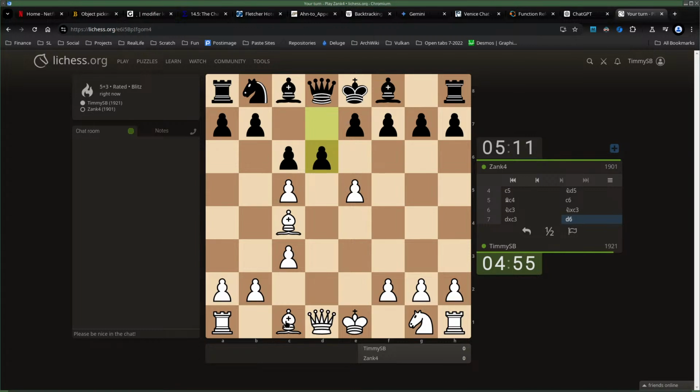Develop this bishop. If now I take, I have to take like that. Then I attack this pawn maybe. I think I'll take like this. It's a double pawn anyway. They threaten to push maybe. They totally threaten to push. That sucks.